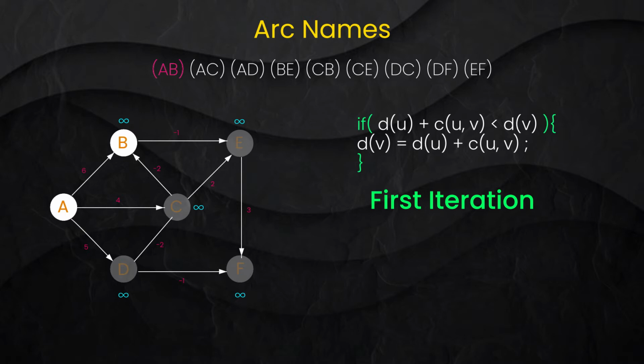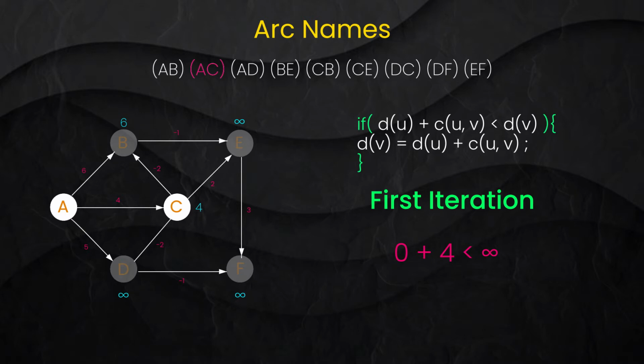So when we apply this formula, distance of A is 0 and cost of A to B is 6. So 0 plus 6 is equal to 6, which is less than infinity. So you will be updating the value for this infinity as 6. Now let's consider the next node. The next node is AC. So AC is 0 plus 4. 4 is less than infinity. So you will be updating this to 4.